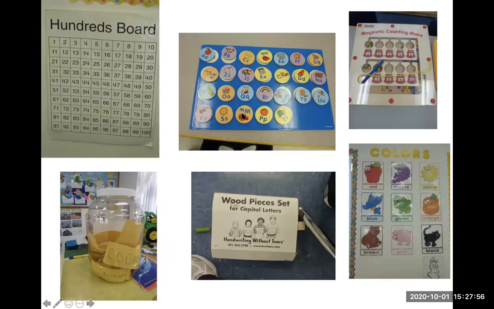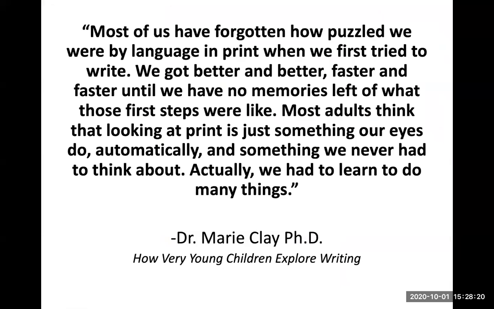They had a hundreds board. They had the letters displayed in many different areas. They had in this jar, the kids would write, I don't know, an answer to something, and then they would pull out one of the answers. They did handwriting without tears, so they were practicing some handwriting. They had color words displayed. So as you can see, even though the kids aren't writers, they had all the tools available to them to become writers. And this is absolutely crucial for our kids. Without those opportunities, they will not develop the skills.